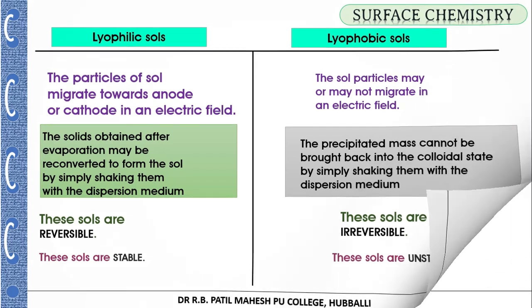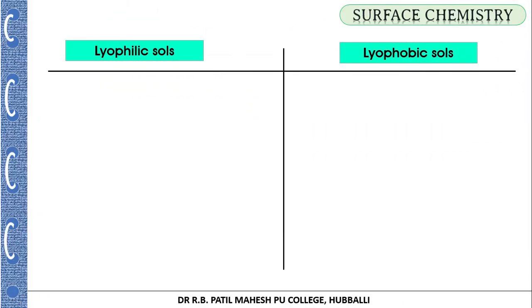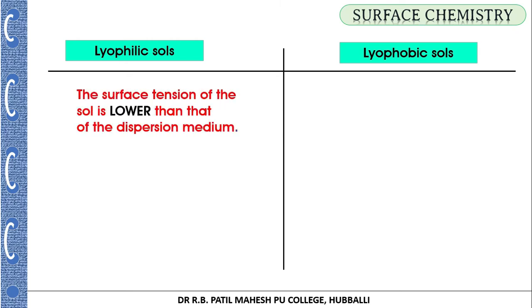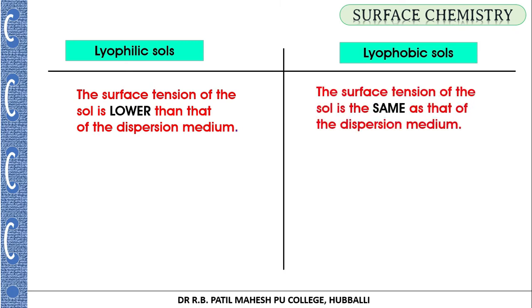In the case of lyophilic sols, students, the surface tension of the sol is lower than that of the dispersion medium. The surface tension of the sol, that means the dispersed phase, is lower than that of the dispersion medium, whereas in the case of lyophobic sol, the surface tension is the same in the case of both dispersed phase and dispersion medium.